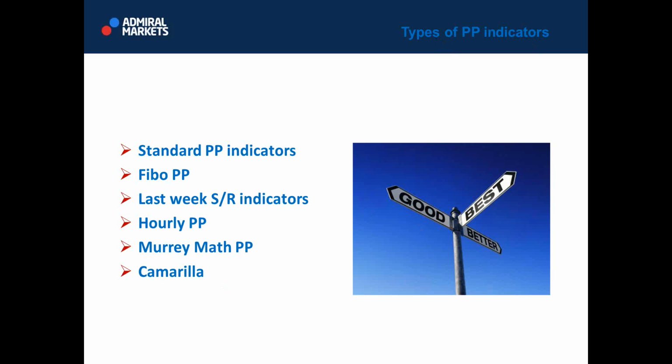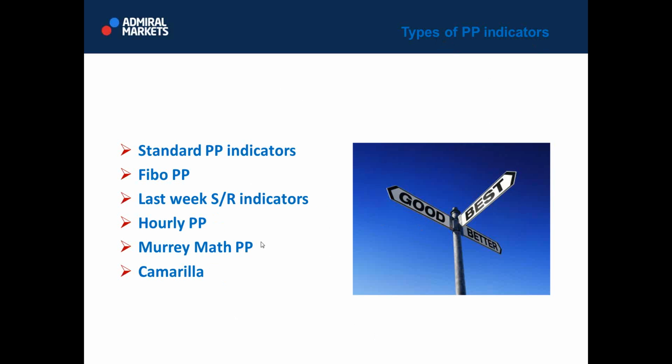So the equation, as I told you, takes the prior day's high, low, and close to determine 6 key levels on your charts. 3 are support levels. Those are L3, L4, and L5. And 3 resistance levels, H3, H4, and H5.